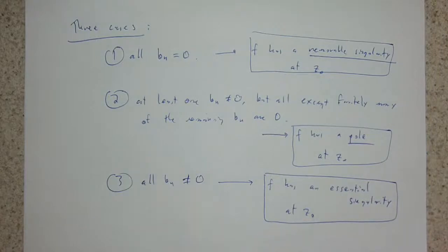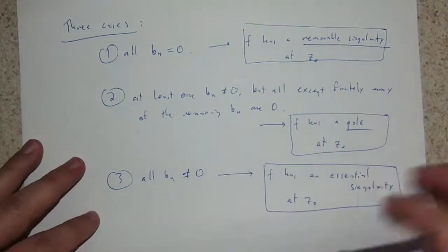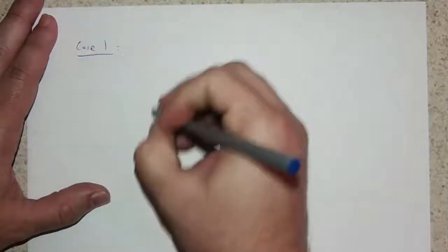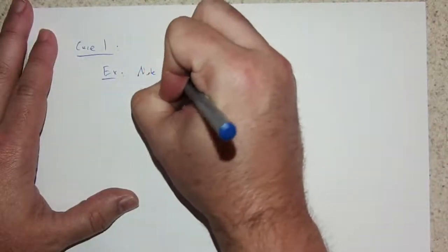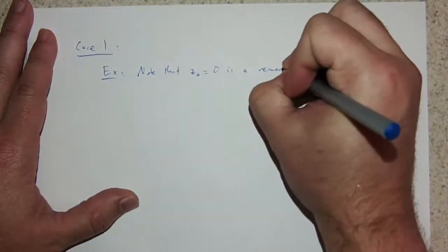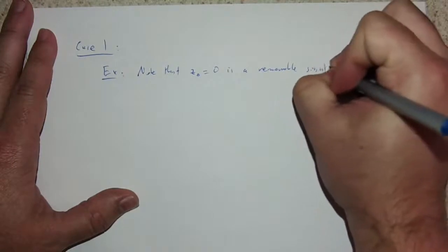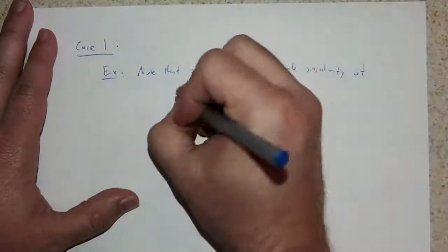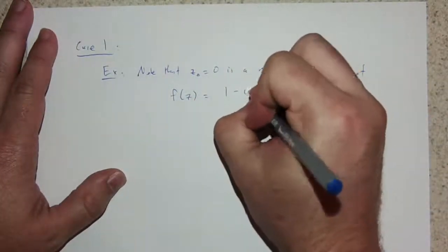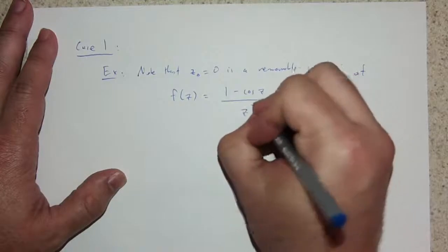Okay, so now I want to consider examples that show what's going on here. So let's look at case 1. What's an example that illustrates what can happen here? Note that z naught equals 0 is a removable singularity of the function f of z, which is 1 minus cosine z over z squared.